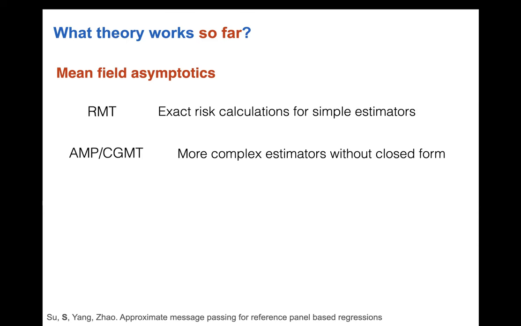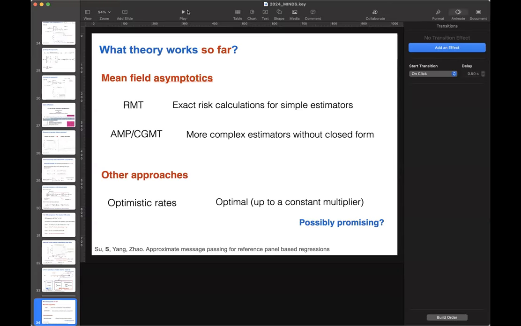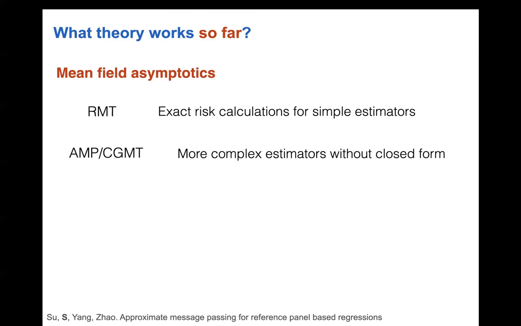One tool is random matrix theory, which is what we heavily utilize in this work. It can only be used to characterize exact risk calculations for simple estimators. Here, simple estimators means estimators with closed-form solutions. Now there are also other tools.